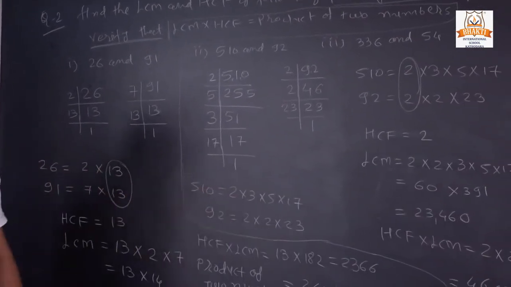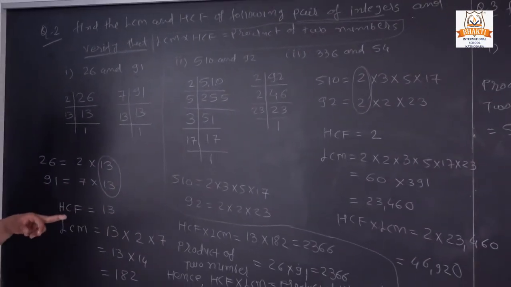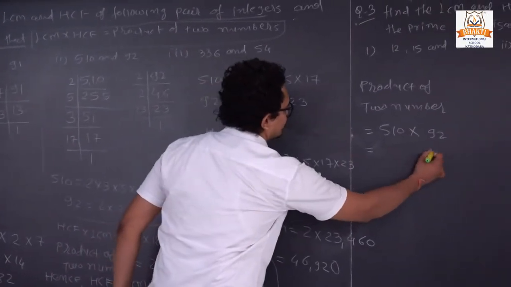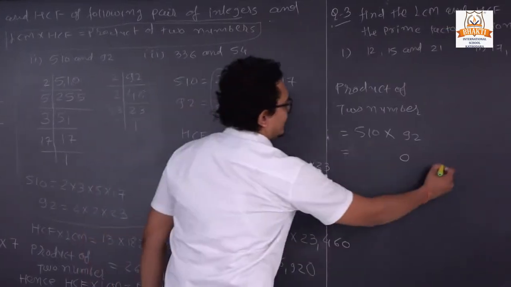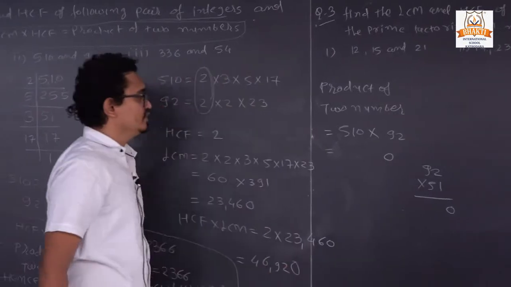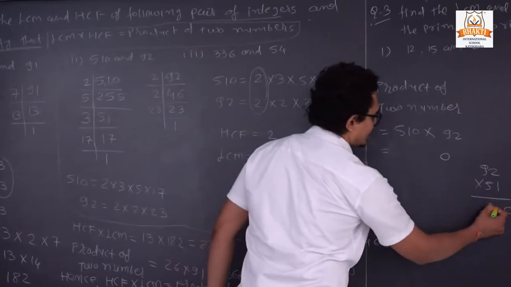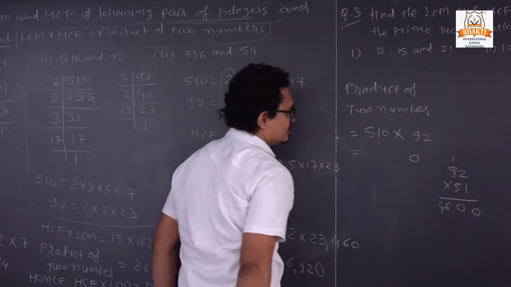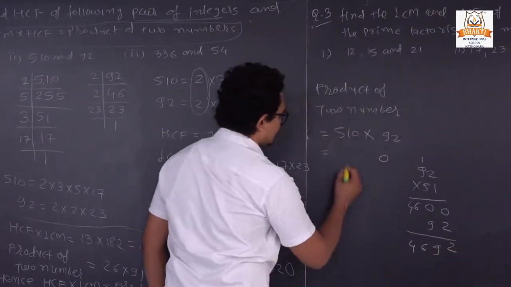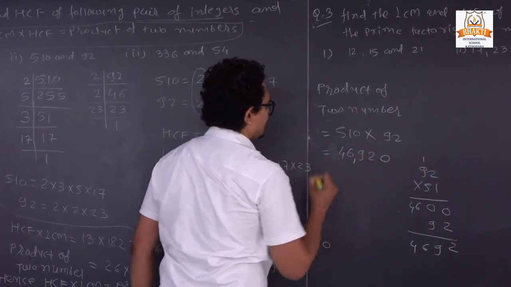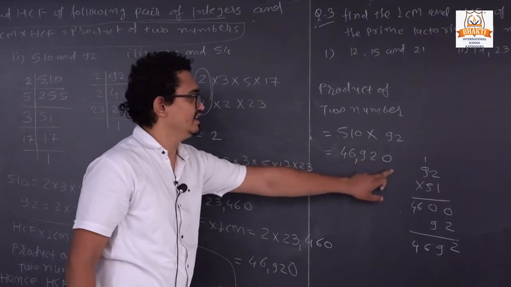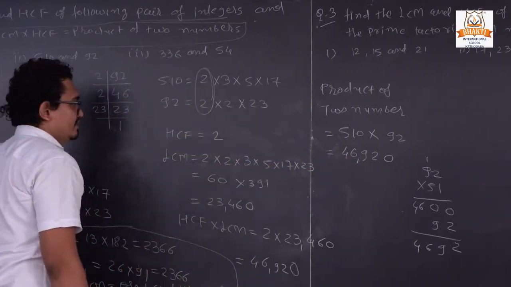So HCF into LCM is equal to 46,920. Now we want to find the last step, so 0 will be the same. So now 92 into 51. So here we will put 0. So if we are putting 0, then 5 2s are 10, 9 5s are 45, so 46, 2 and 9 1s are 9. So once again we have the same answer, 46,920. Here once again we have 46,920. So in both cases we have the same answer.